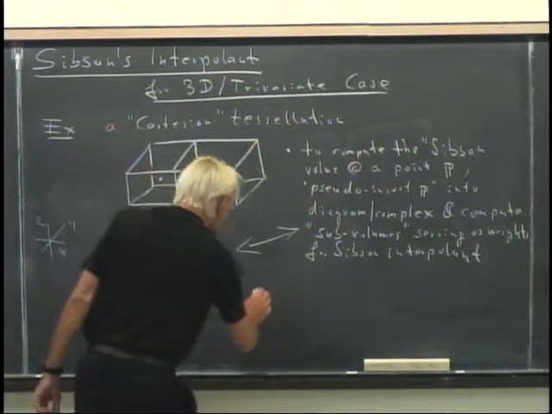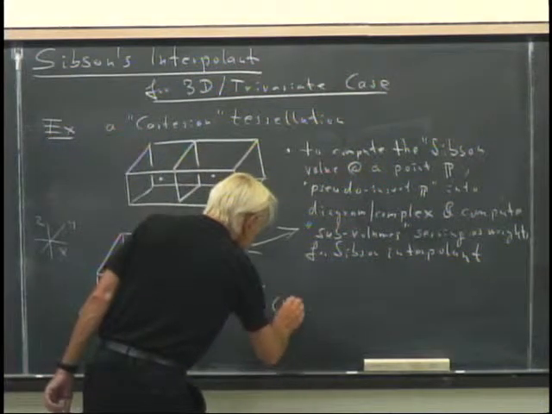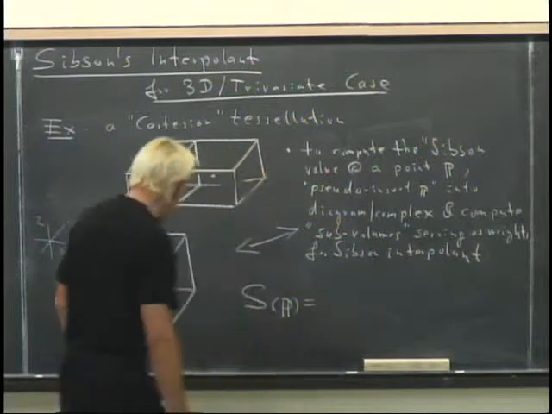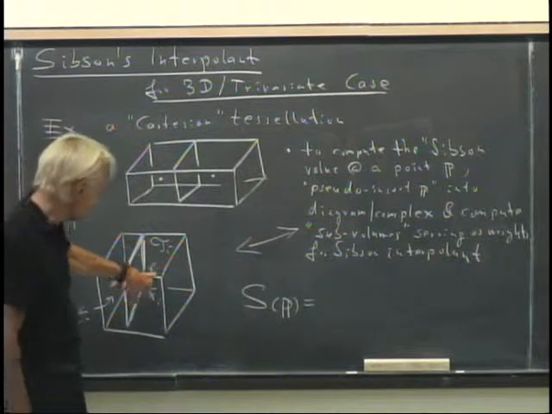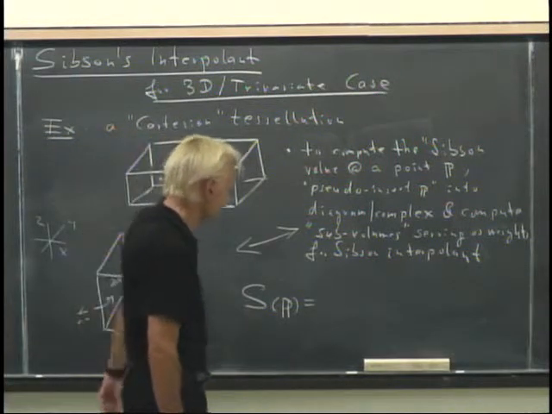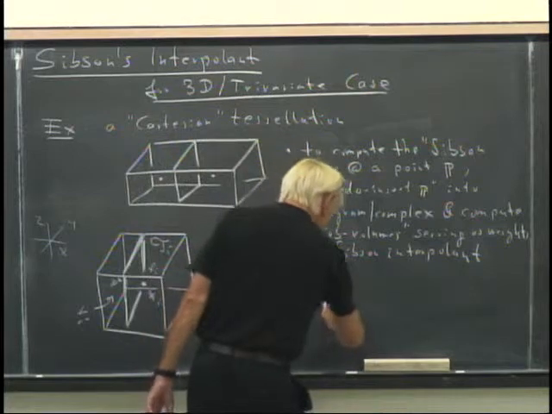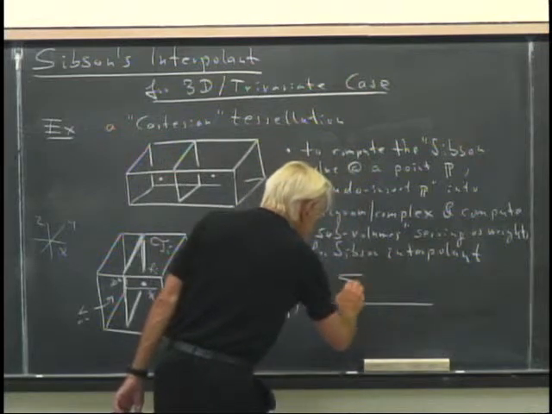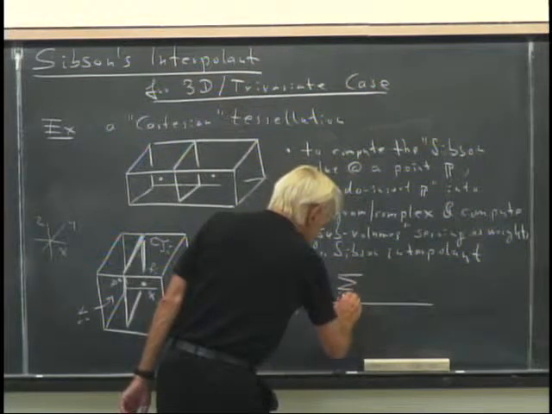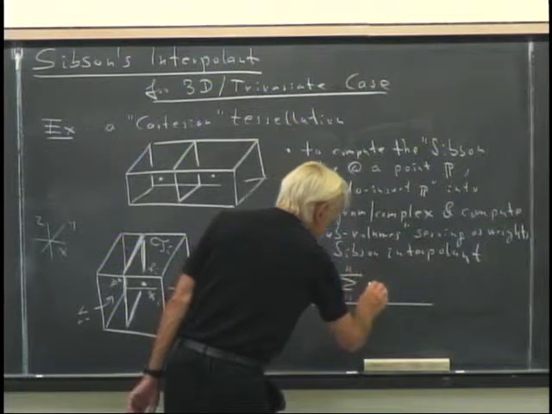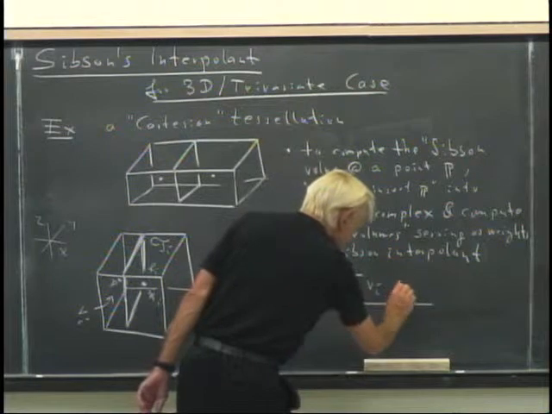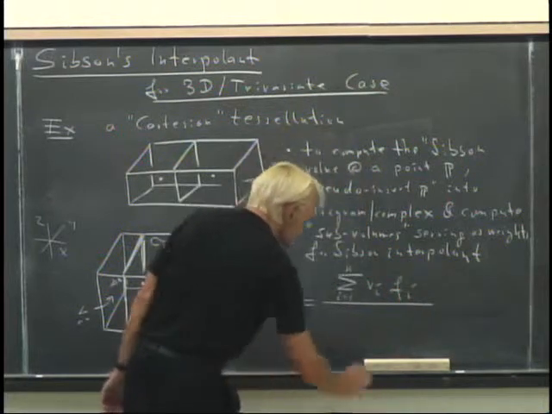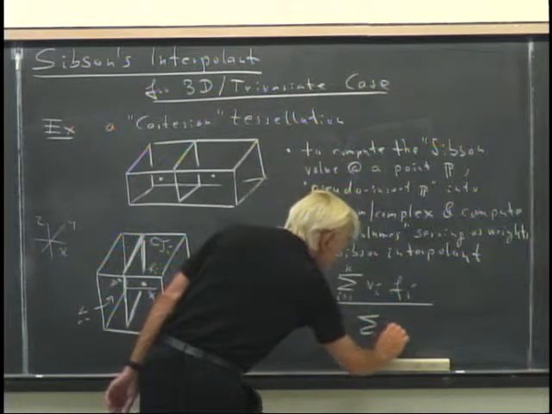So the overall Sibson value at P will be the combination of all these function values in the neighborhood of this tile stencil, where the function values of the sites are multiplied by these volumes. So say there are k of those tiles, I from 1 to k, and the subvolumes of the tiles serve as weights of the function values in those original tiles. And then you divide by the sum of the weights, the volumes.